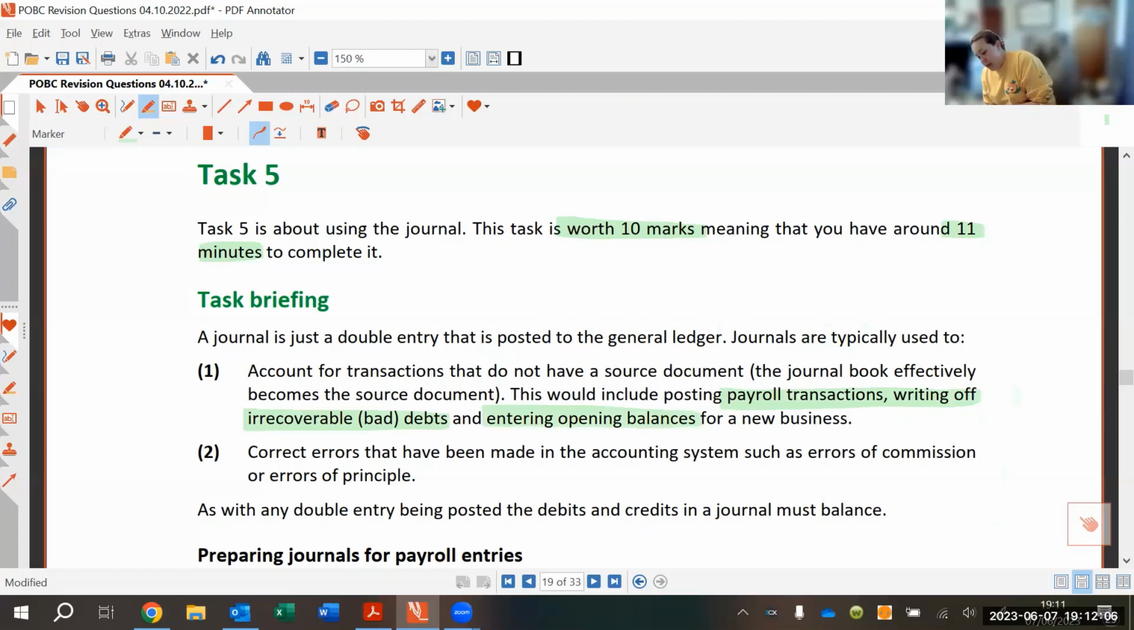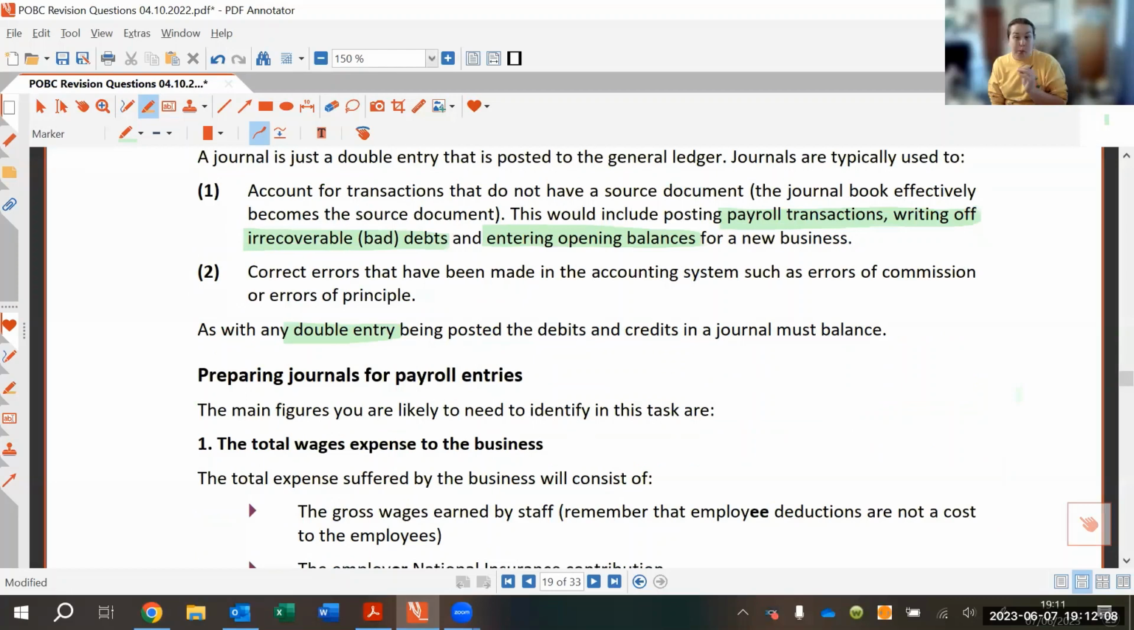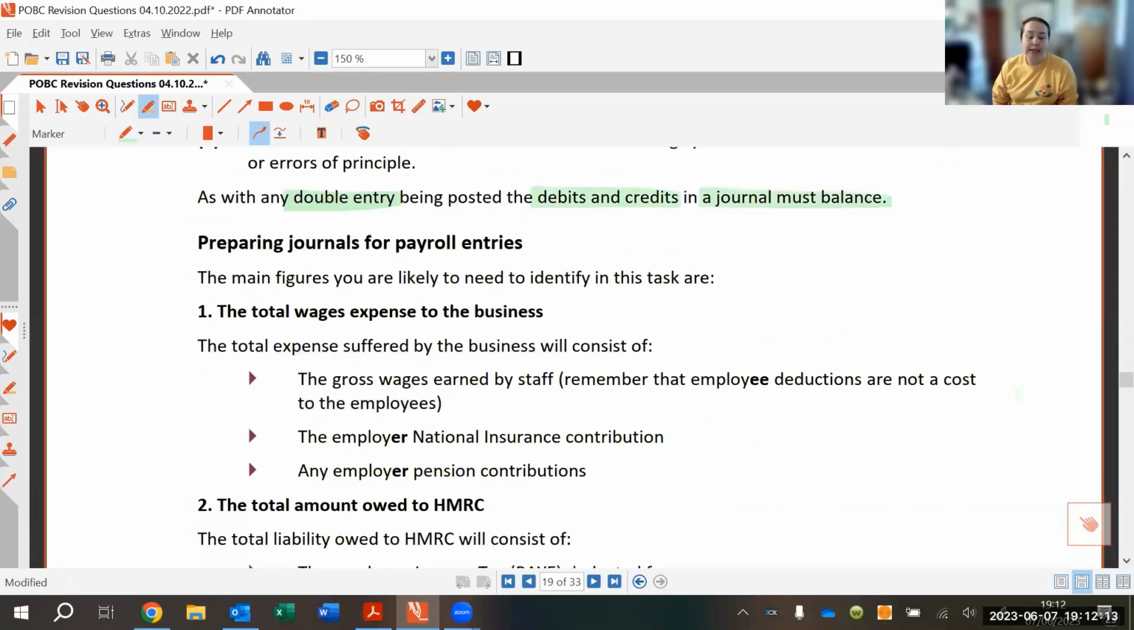So the first thing that you might be asked to do in this task, I would be pretty confident they will ask you to do this, because it gives them a lot of marks. It's a more complex process to do, and that is preparing the payroll journals. You will usually have 4 different things to account for on this. So the first thing that you're going to be needing to do is to record what we call the total wages expense to the business. So this is the cost to the business for employing staff.